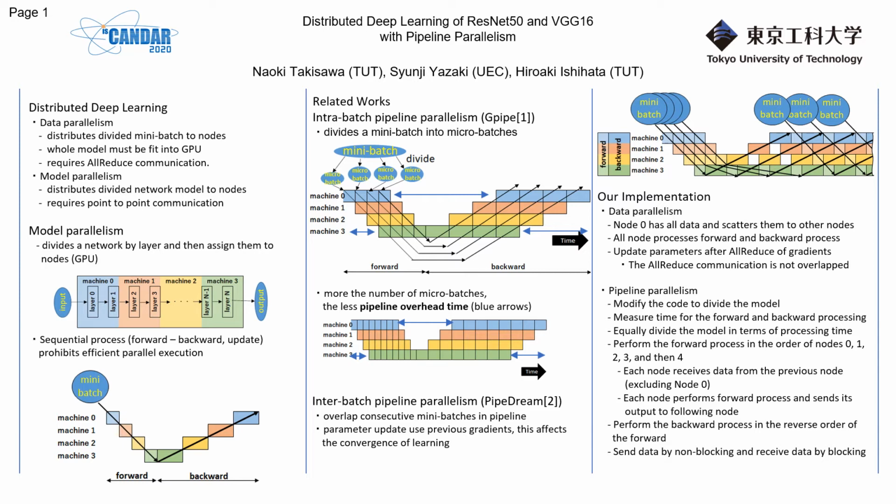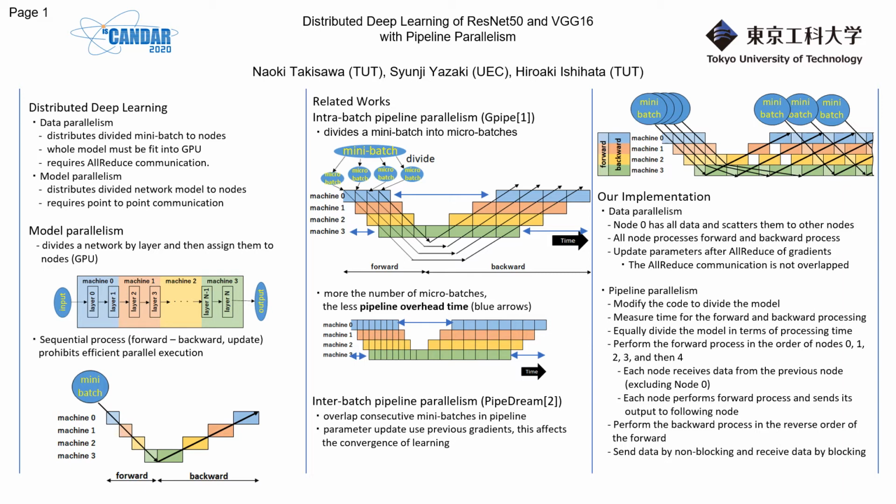In intra-batch pipeline parallelism, like GPipe, the mini-batch is divided into micro-batches that are processed in smaller units. By increasing the number of mini-batch divisions, the overhead time of the pipeline shown by the blue arrows can be reduced. Inter-batch pipeline parallelism, like PipeDream, delays the backpropagation, thereby overlapping the computation of forward and backward propagation and improving processing efficiency. Parameter updates use previous gradients. This affects the convergence of learning.